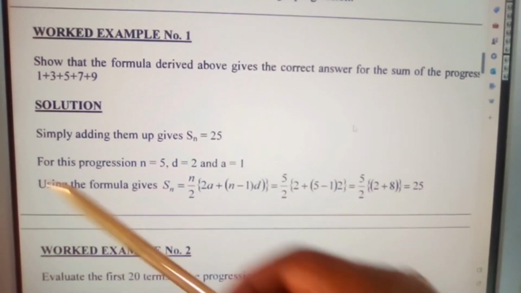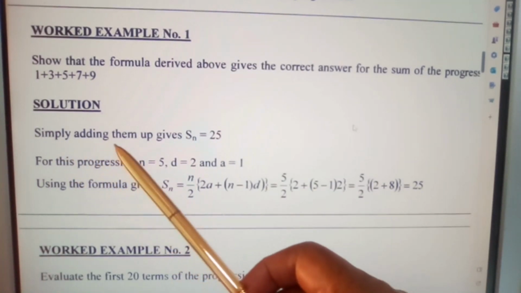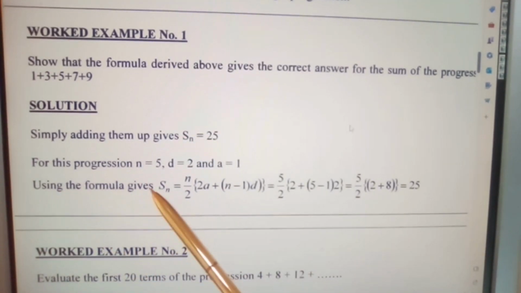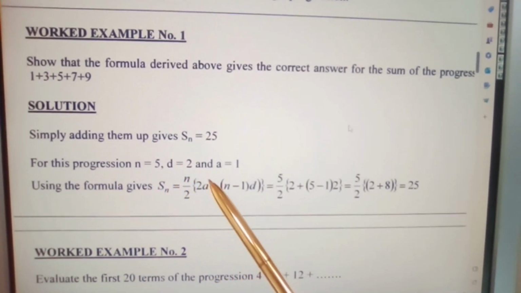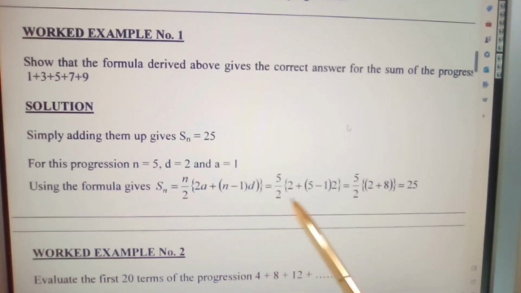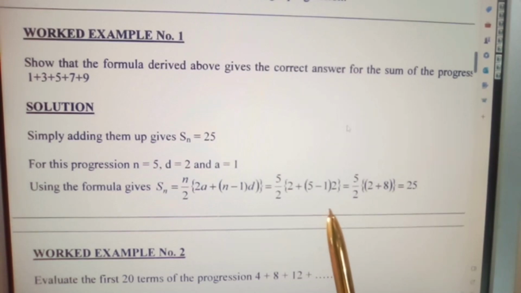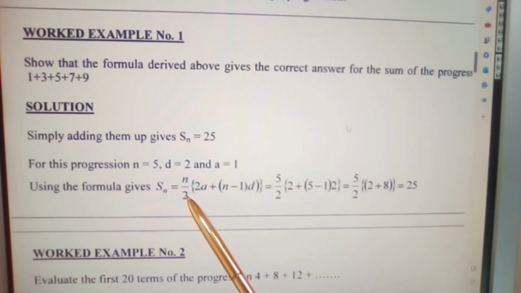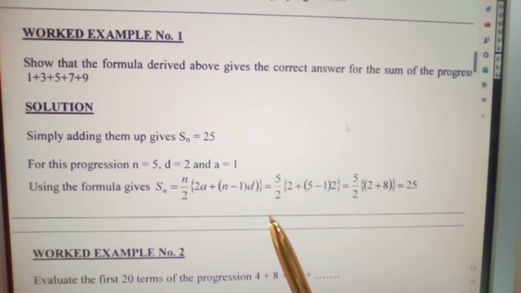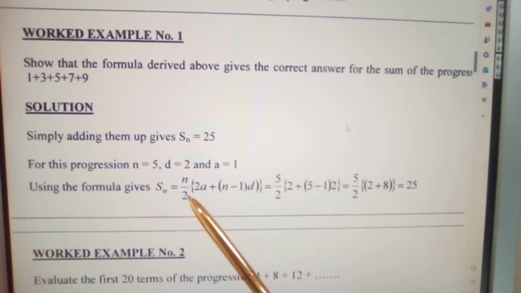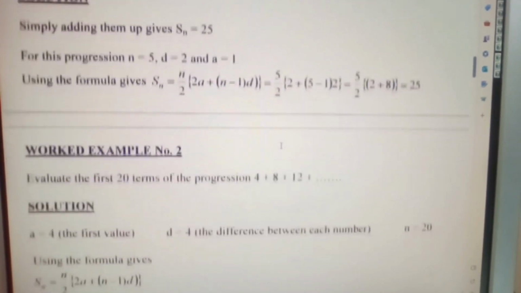And solution. Simply adding them up gives Sn equals 25. For this progression, n equals 5, d equals 2, and a equals 1. Using the formula, now you need to apply the formula and you need to write this out for yourself. The reason why you're going to write it out for yourself is that you understand in your own style of learning how this is implemented. And what you then need to do is to compare the formula to the solution.